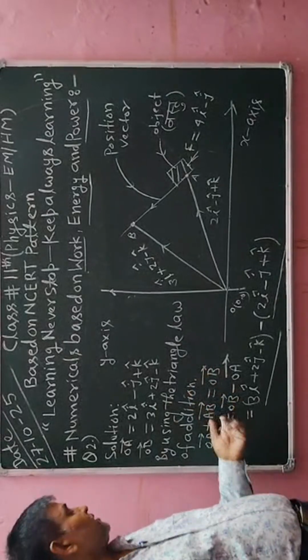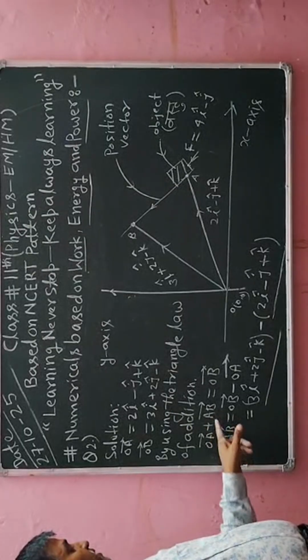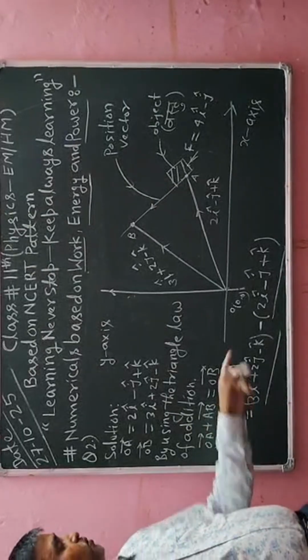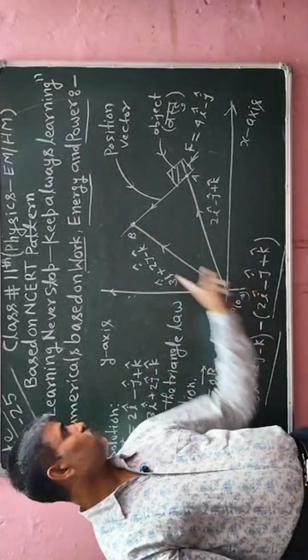OA plus vector AB is equal to vector OB, means vector OA plus vector AB is equal to vector OB.